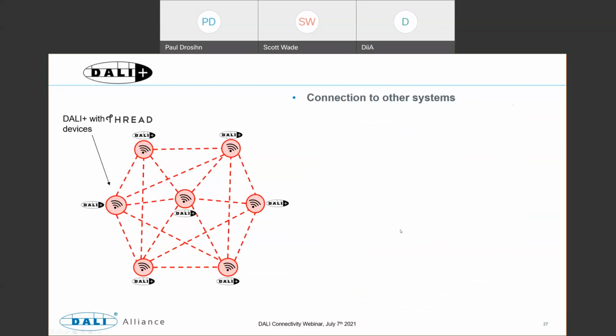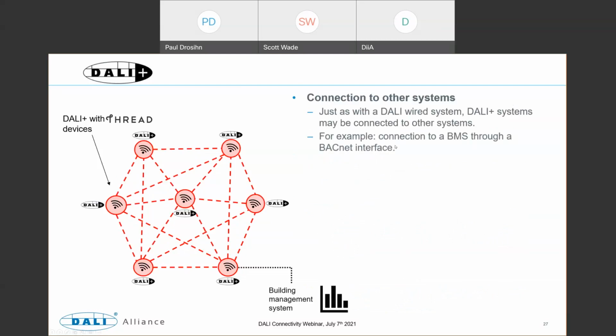Now, connection to other systems, just like standard DALI, is also possible with DALI Plus. For example, connection to a BMS system, a building management system, could be through a BACnet interface or something else. So you could have a DALI Plus device which can have this other interface, just in the same way that DALI devices today can have other interfaces to a BMS system.